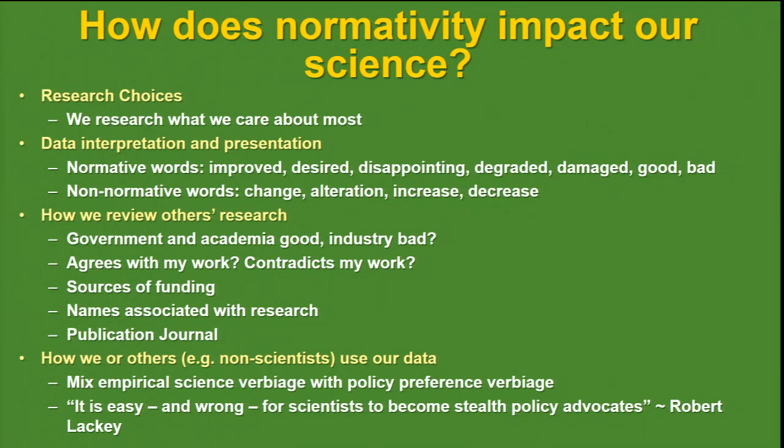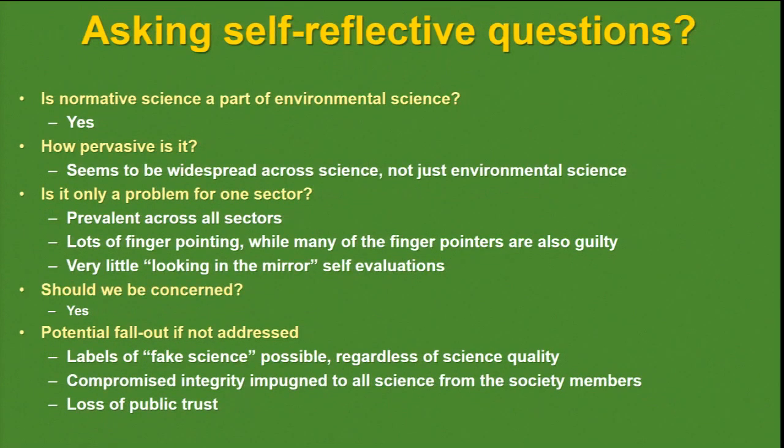How do others and non-scientists use our data? If we start mixing empirical science verbiage and policy preferences, it confuses them. They don't know who to trust. As Lackey put it, it's easy, but it's wrong for scientists to become stealth policy advocates. If you're advocating a policy, be honest up front and say, I really prefer this policy, and I've done the work to support that.